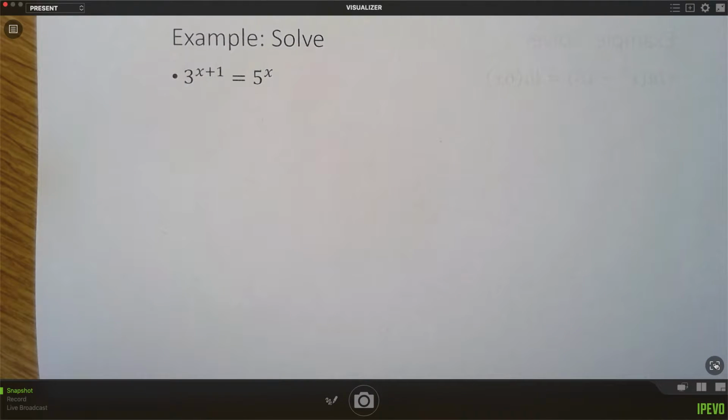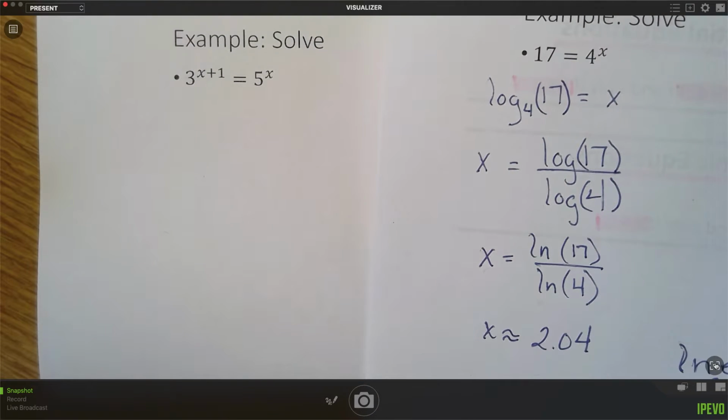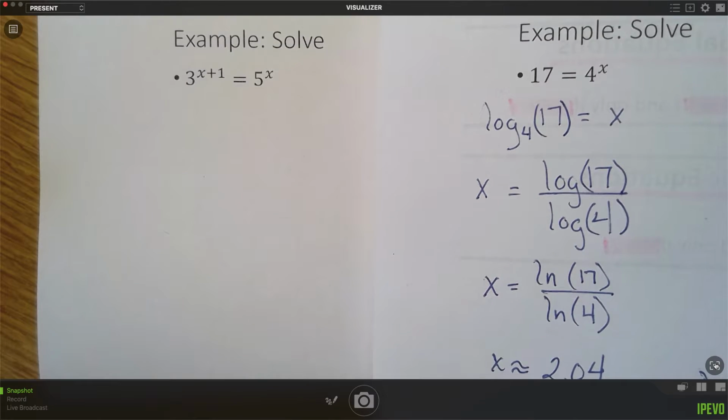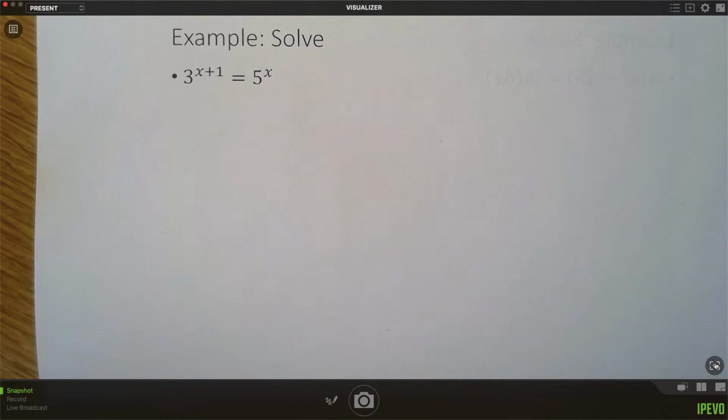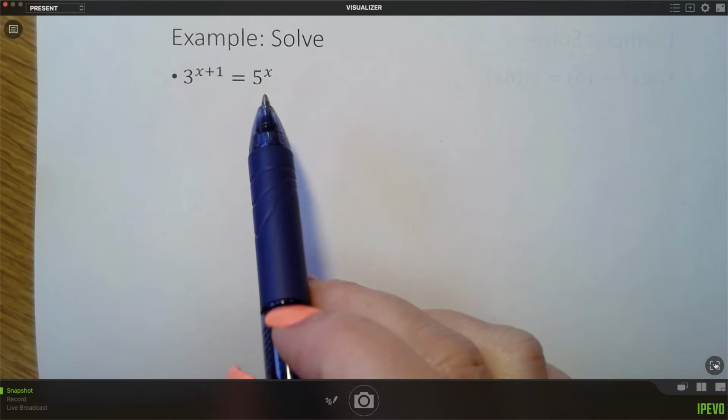Okay, so now I've got 3 to the x plus 1 equals 5 to the x. Now, a little bit different because the problems I just gave you only had 1 x, correct? Yeah, and I could just change it into that form. But in this one, I'd have a log base 5 and a log base 3. That wouldn't work very well, would it? Okay, so I need to get these out of the exponents.